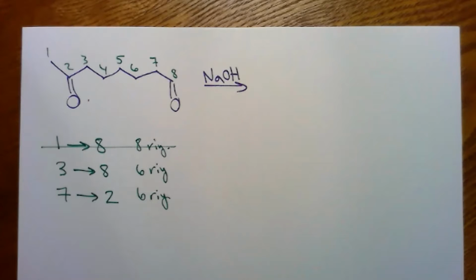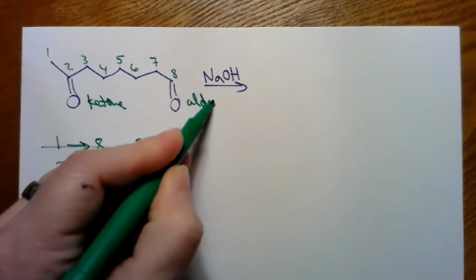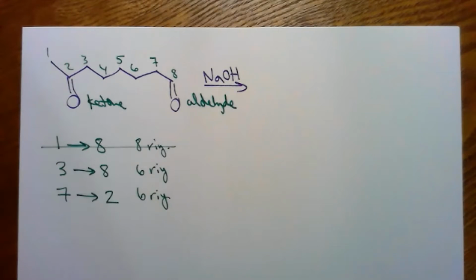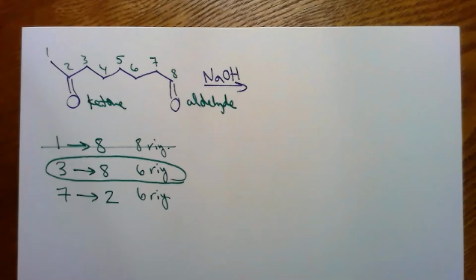But one is better than the other. This is a ketone. This is an aldehyde. Are those things created equally? Are those electrophiles created equally? Who's the better electrophile? The aldehyde. So who should get attacked? The aldehyde. So we're going to make carbon number 3 into the enolate, and we're going to make it attack carbon number 8.